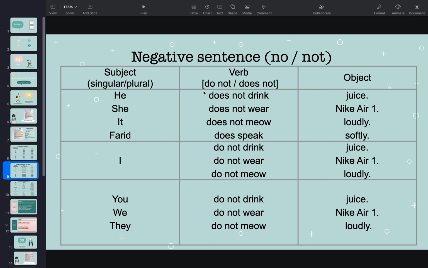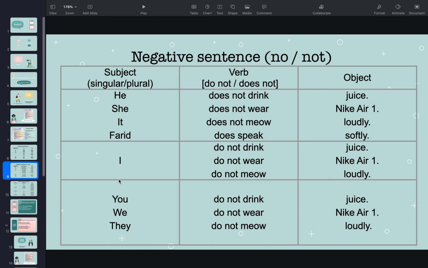Okay, so does dah tunjukkan dia singular. Tak perlu tambah S lagi dekat sini. He does not drink juice. You cannot ever write he does not drinks juice. Itu salah. Okay, so salin macam ni je. Tulis macam ni. Ingat, singular noun mesti macam ni kalau nak cakap dia tak atau dia tidak.